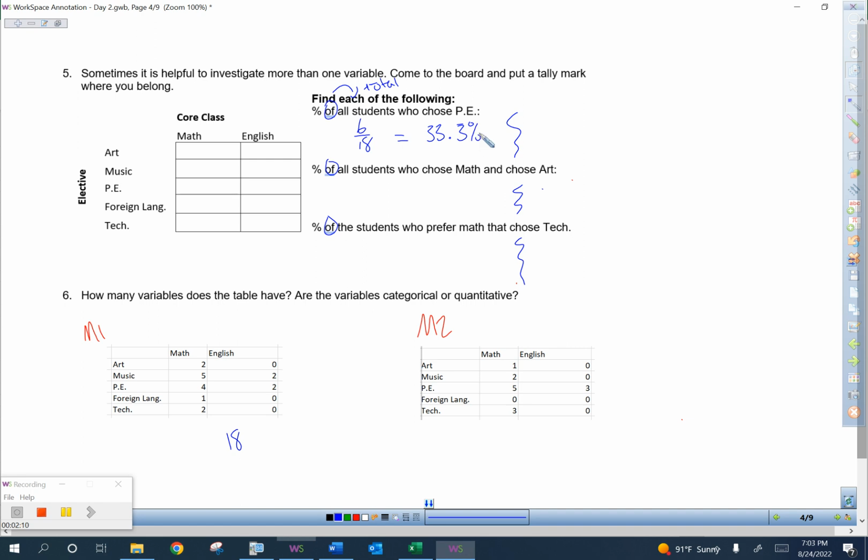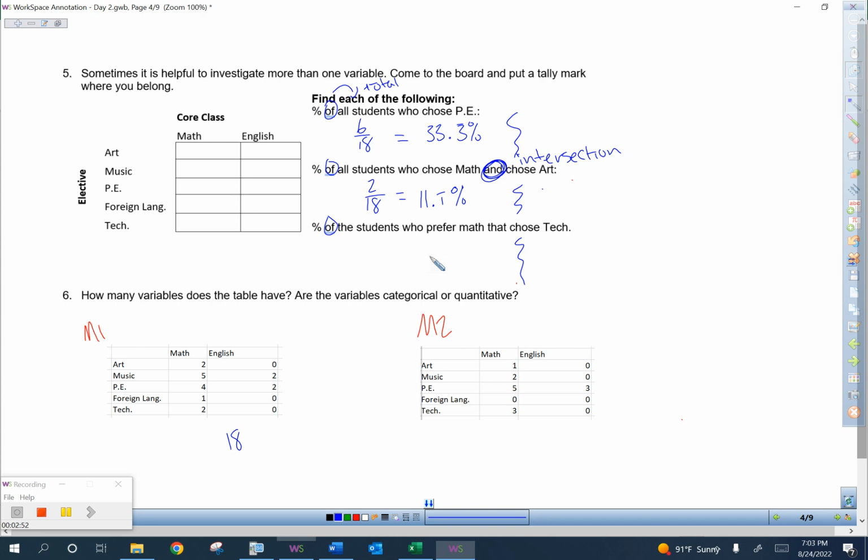From there, we're going to talk about the next one, percent of all students who chose math and chose art. So this "and" is going to indicate that we are looking for an intersection on our table. So we're looking for the intersection of math and art, and if that's our intersection, then our total back here really is just all students. So all students, 18 one more time, and the intersection of math and art on this one is 2 students. So 1/9 is 11.1 repeating, and those ended up being nice.